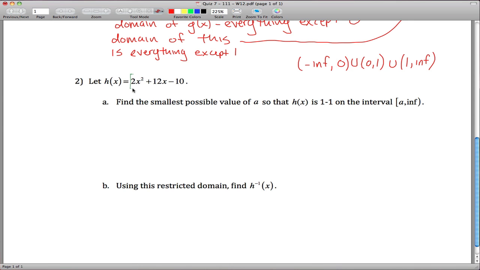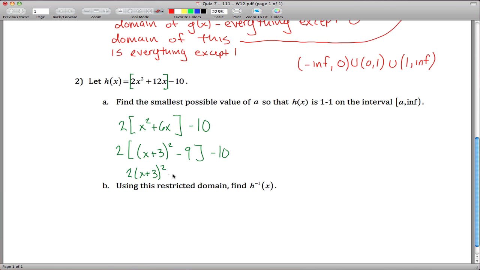I'm going to throw brackets around my terms with x's in them. Then I'm going to factor out a 2 from that and get x squared plus 6x minus 10. And I'm going to complete the square on the stuff inside the brackets by taking half of this number and putting it here, and then subtracting this number squared. Gets me to here. Then finally I'm going to put the 2 back in to get 2 times x plus 3 squared minus 18 minus 10.